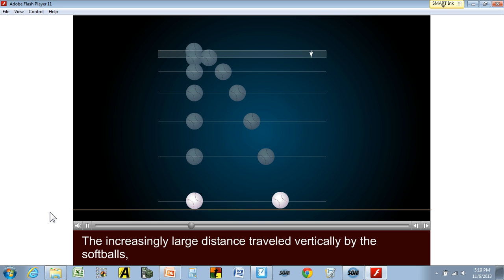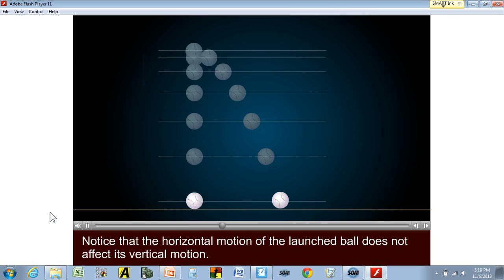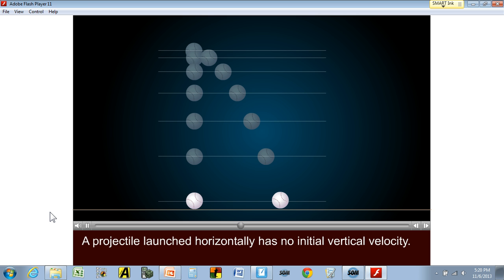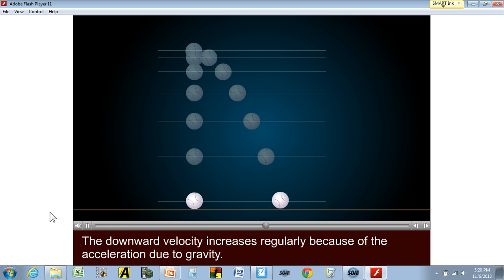The increasingly large distance traveled vertically by the softballs, from one time interval to the next, shows that they are accelerated downward due to the force of gravity. Notice that the horizontal motion of the launched ball does not affect its vertical motion. A projectile launched horizontally has no initial vertical velocity. Therefore, its vertical motion is like that of an object dropped from rest. The downward velocity increases regularly because of the acceleration due to gravity.